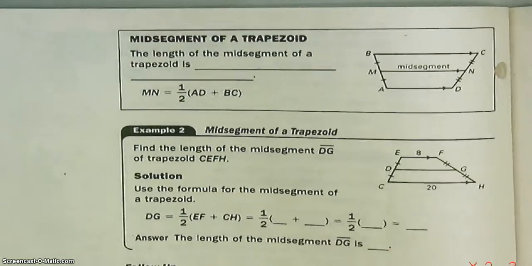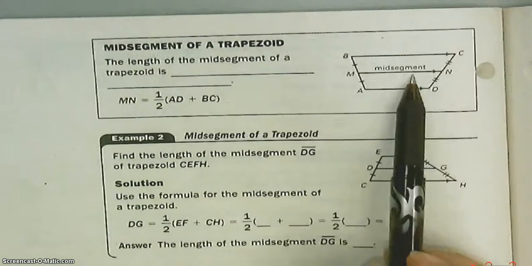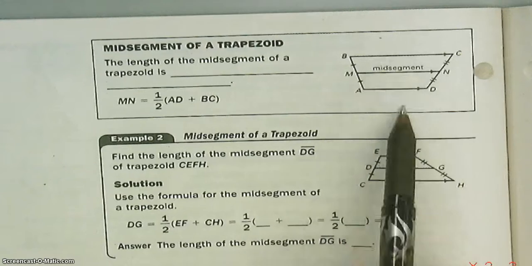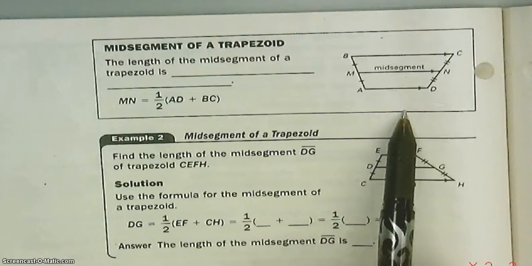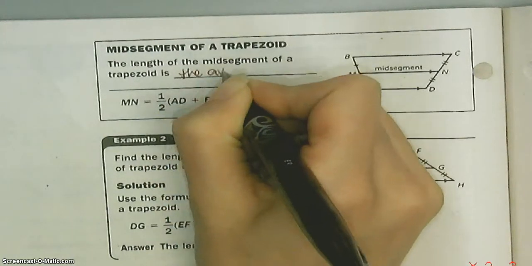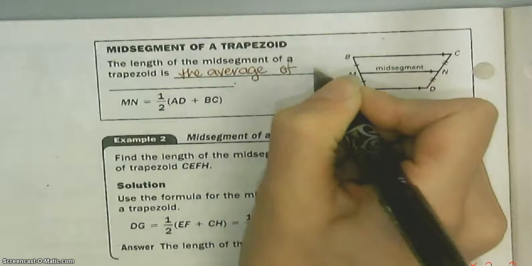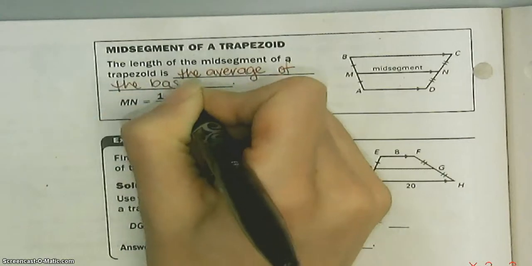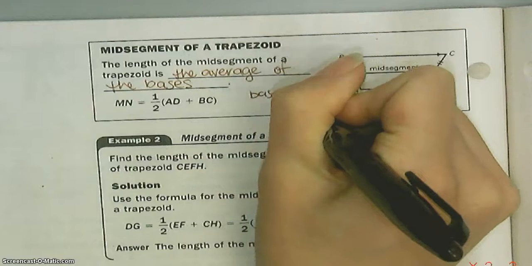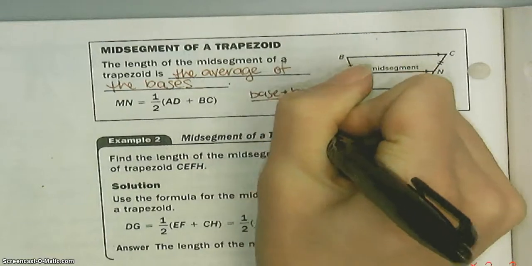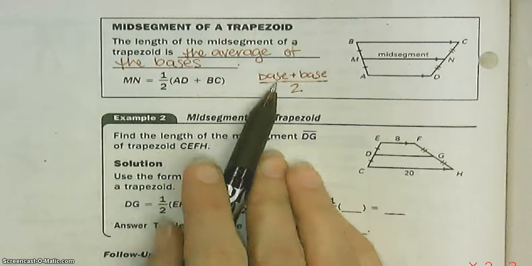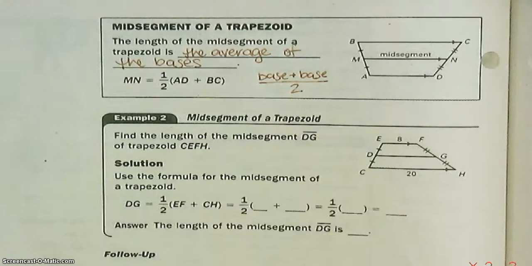Now we have to find the mid-segment. The mid-segment is right in the middle. So its length is right in the middle of these two, and that's called the average. It is the average of the bases. If you want to think about it, you do base plus base and divide by 2. That's what this says right here. That's how you find the average. Base plus base divided by 2.